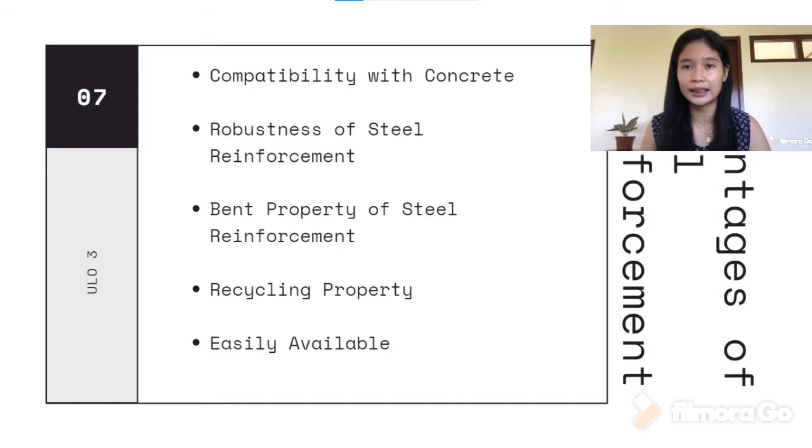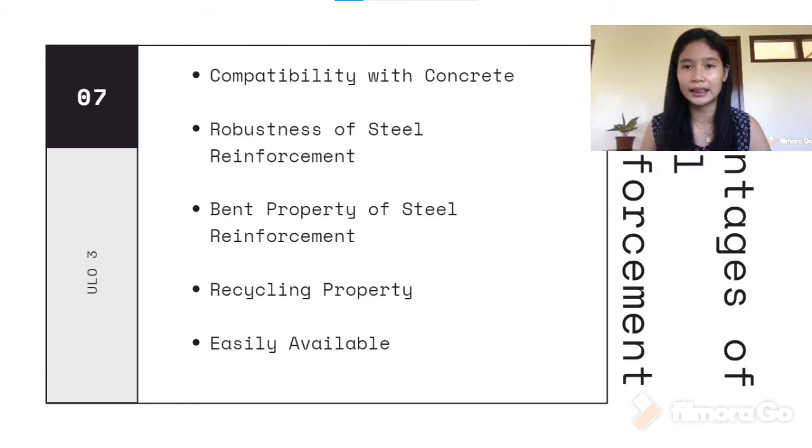First, we have the compatibility with concrete. The bonding between the steel and the concrete is very important, because the rough surface of steel and the closely spaced ribs on the bar surface will result in a strong bond between reinforcing bars and concrete, and the possibility of slippage will be minimal.